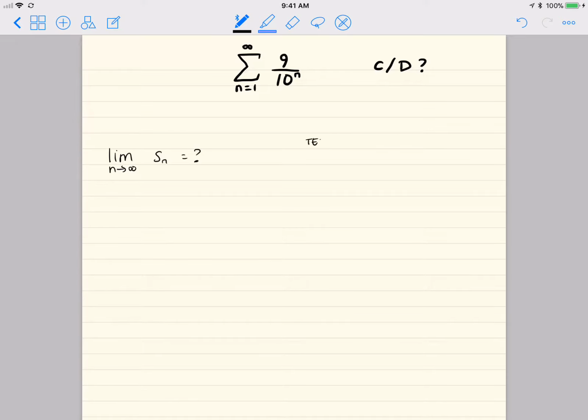So terms of the series, we can just go ahead and give a formula. A sub n is going to be 9 over 10 to the n, right? Because remember, the terms are these little numbers right here out in front.